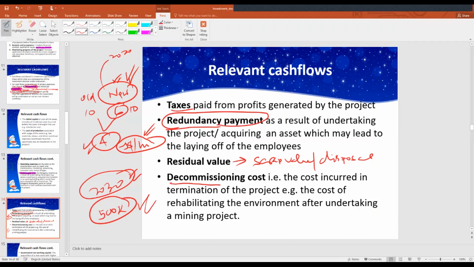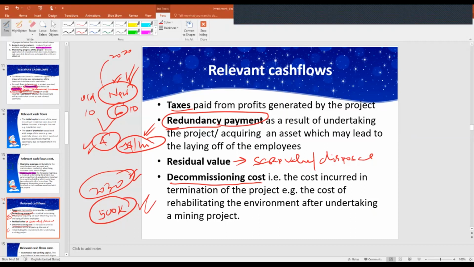Then you have the cost of decommissioning. Excuse me, sir, could you please repeat the residual value?